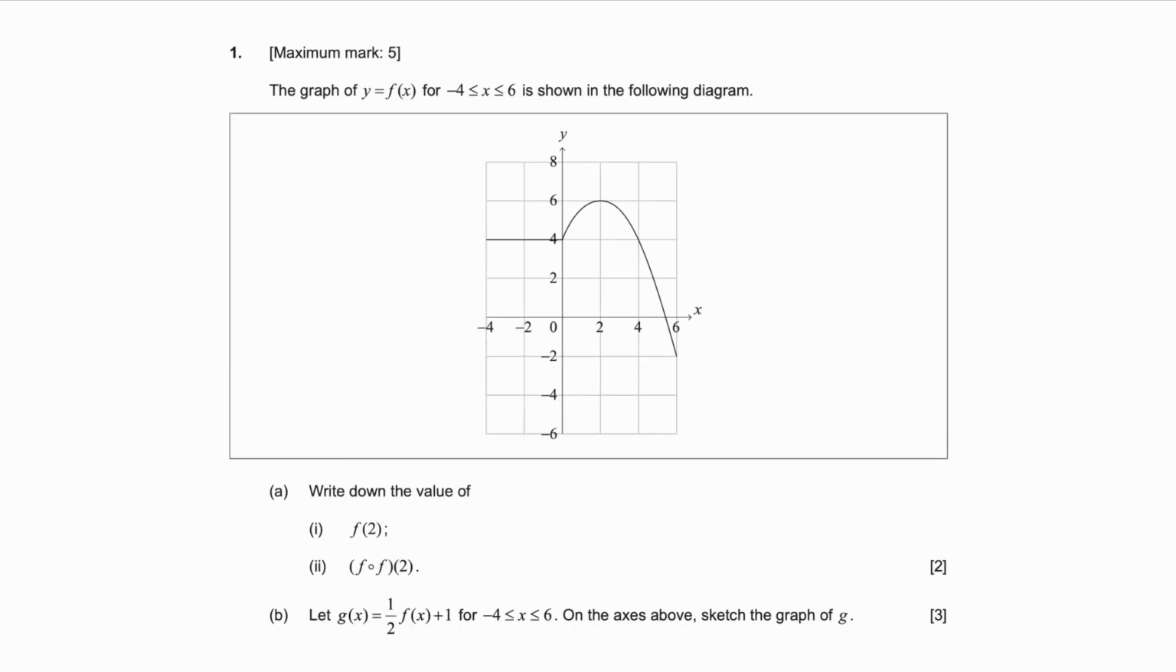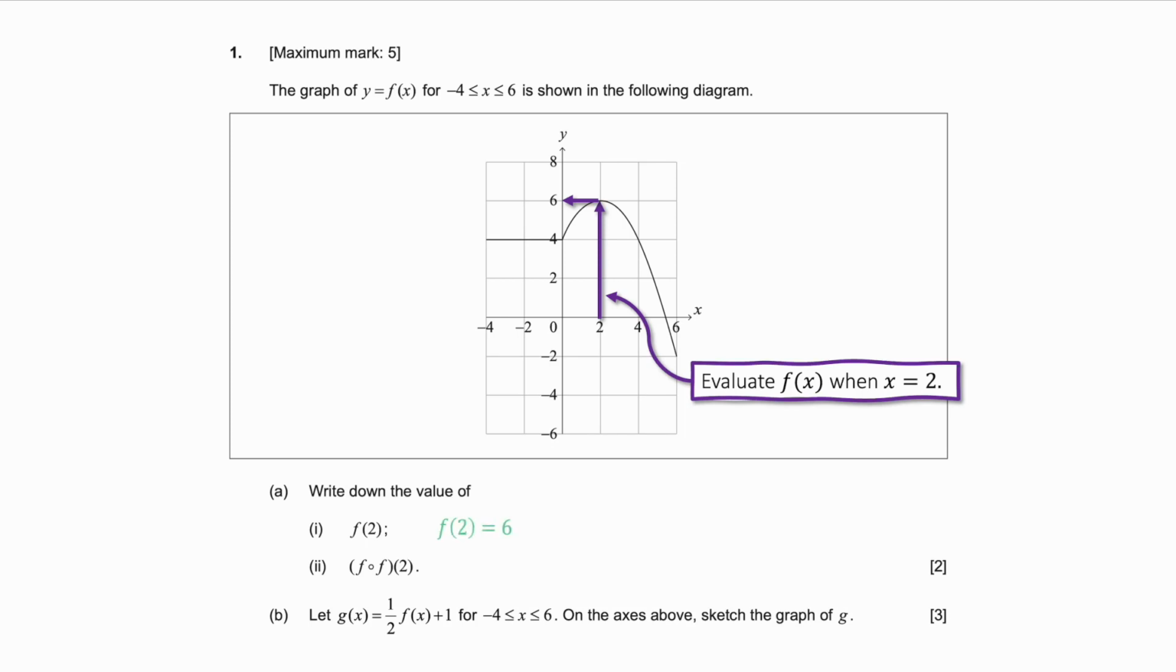So here question 1 says the graph of y equals f of x for minus 4 is less than or equal to x is less than or equal to 6 is shown in the diagram. Write down the value of f of 2. Well, to do this, we're just going to put x equals 2 into the function, and when we do that, we get 6 out. Just by looking at the graph, we see that putting 2 in, we get 6 out. So the answer to question 1a, i is 6. f of 2 is 6.